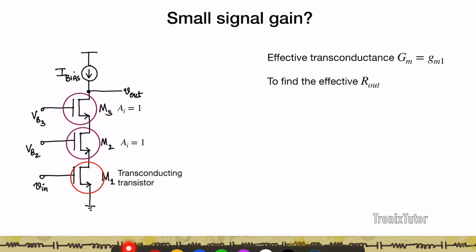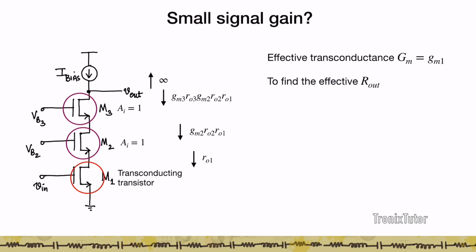Now let's do the load resistance. To define the effective Rout, let's see the total resistance looking down. I know there are three transistors connected one on top of the other, so let's start from the outermost transistor. Looking down into the drain of M1, I'm going to see ro1. I'm looking at this through M2, so looking down into the drain of M2, I'm going to see gm2 ro2 ro1. Hence, looking down into the drain of M3, I'm going to see gm3 ro3 gm2 ro2 ro1. So the effective resistance looking down is approximately gm3 ro3 gm2 ro2 ro1.